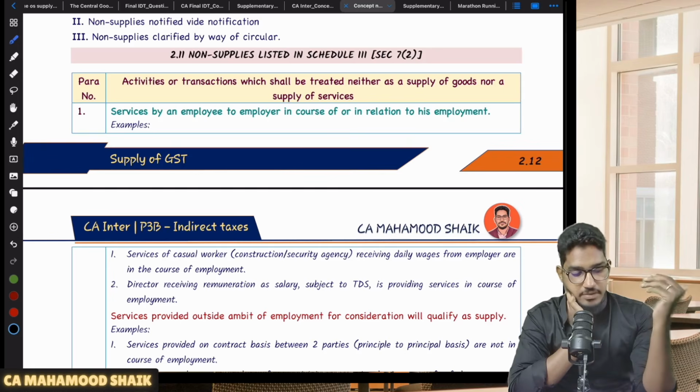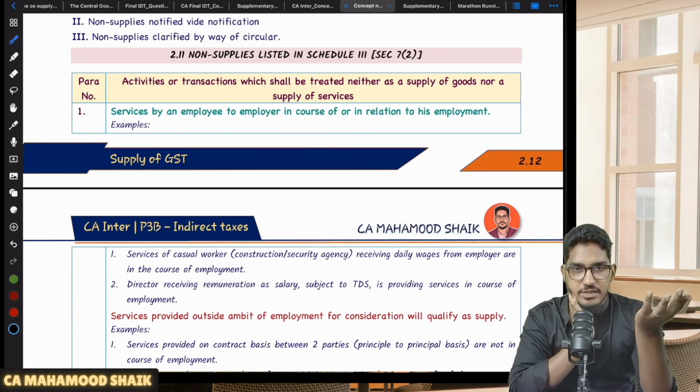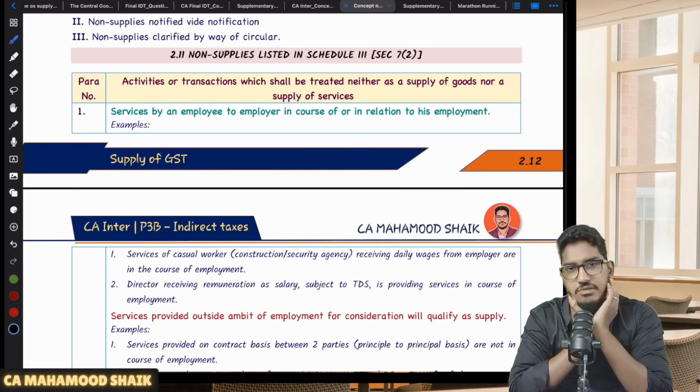Let us say, after my chartered accountancy, I joined a company for work. Every month I will work for them. Every month I will get a salary. I'm an employee. I'm providing services. Every month I'm getting 1 lakh rupees salary. Supply of services is there. There must be GST, no? There must be GST when supply of service.